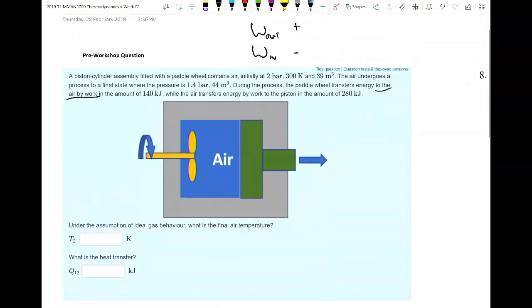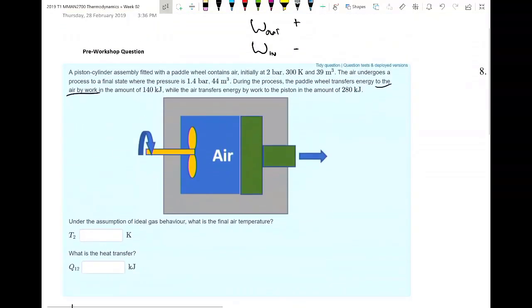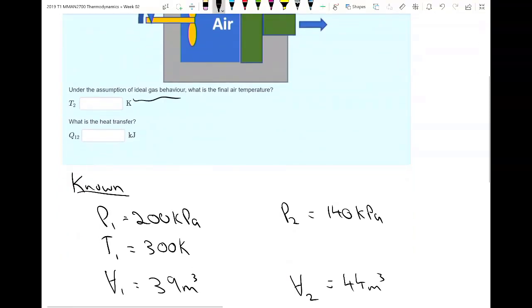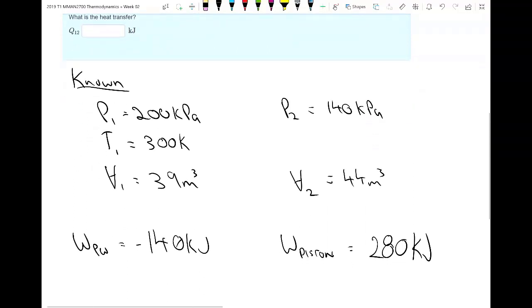So is that all that our preamble's giving us? While the air transfers energy by work to the piston... Yeah, good. That's what we've just done. So already. Good. That's all we know. Use ideal gas behaviour. What's the final air temperature? We're using air, so that tells us what our CP, CV, K, and R values are going to be, should we need them. So those are the things we know.